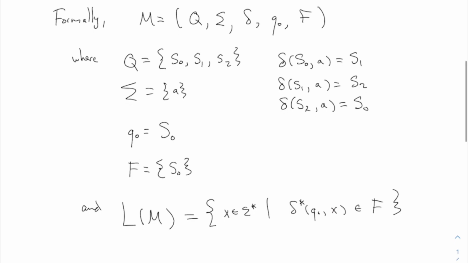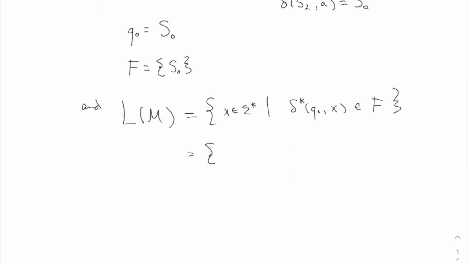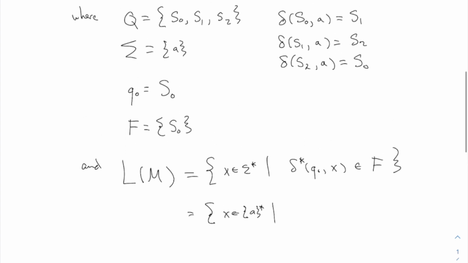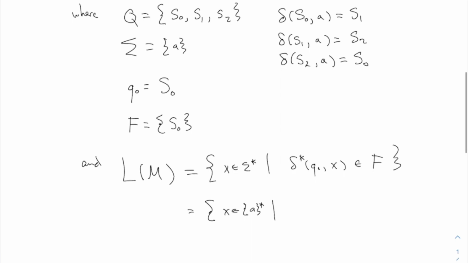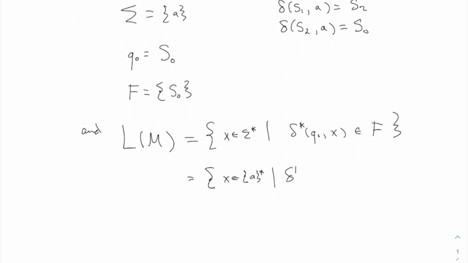All right. Now, in our particular example, can I just fill in the particular details of our situation? This will say X in A star, right? I'm just plugging in, we already said up here that sigma is A, the set containing A. And then over here, I'll just write delta star. But Q0 is S0. And when I say is an element of F, F is this set, and there is only one element of F. So being an element of F is the same as just saying this equals S0. All right? That's the set, L of M.